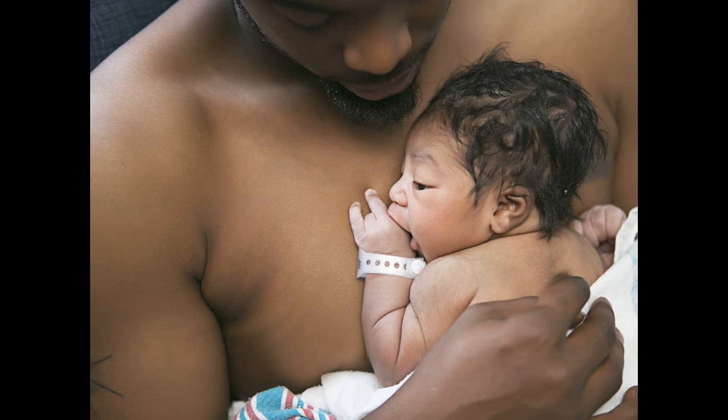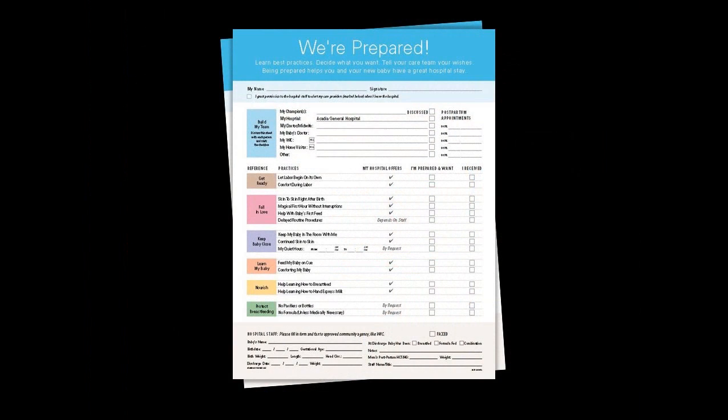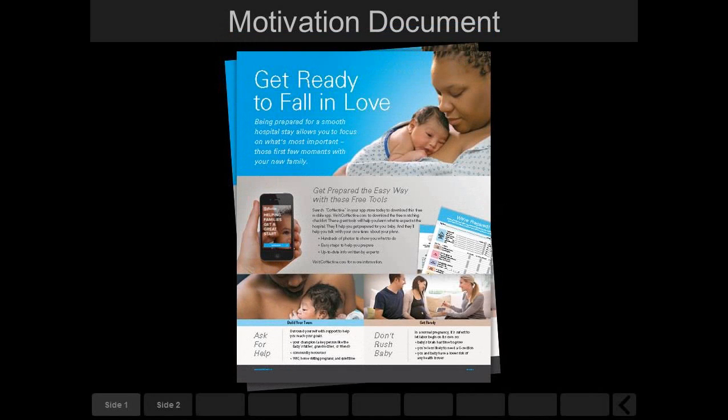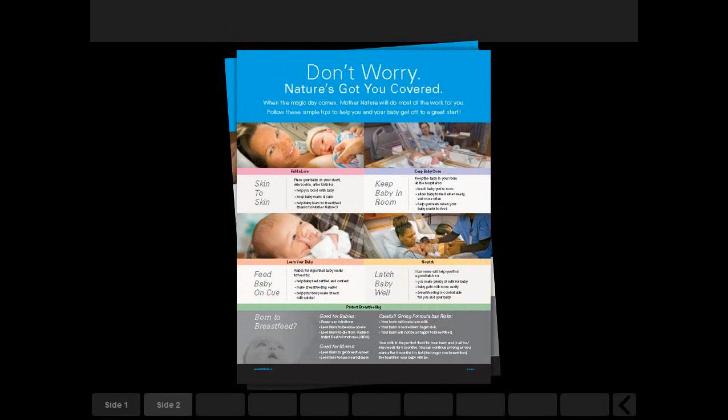Now, the resources and the training tools all build on one another to reinforce key practices. For example, the We're Prepared checklist really introduces the mother to evidence-based practices. So this serves as her to-do list so she can keep track of everything she's learning and also to help her communicate with her health providers what she wants in her hospital experience. The motivation document gives a quick snapshot of some of the benefits of the key practices like skin to skin and the magical first hour, getting a good latch with breastfeeding, and following baby's feeding cues.